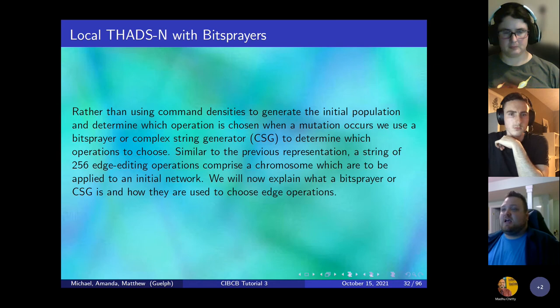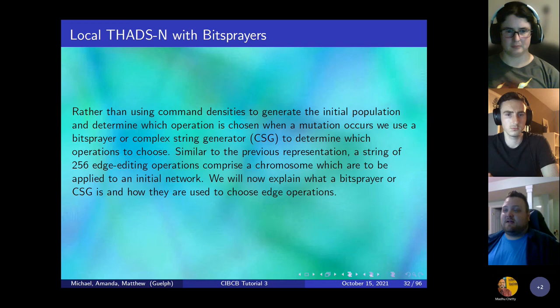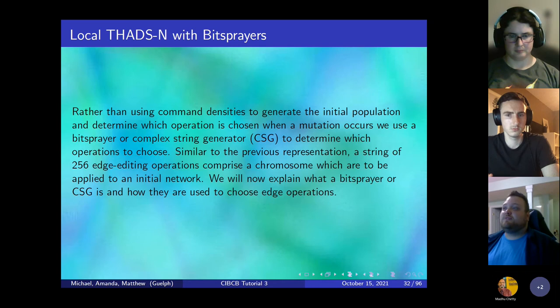And so we have a modification on that. What happens if we don't want to use densities? We want to use some other tool to decide what operations to use. So we also looked at using bit sprayers.